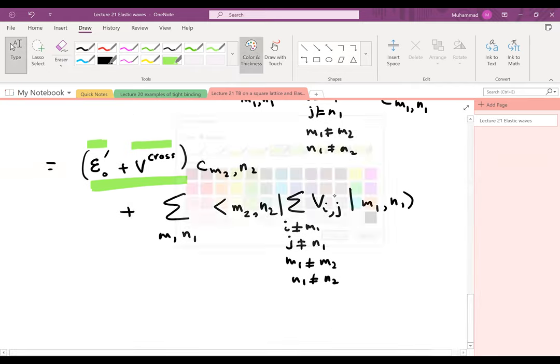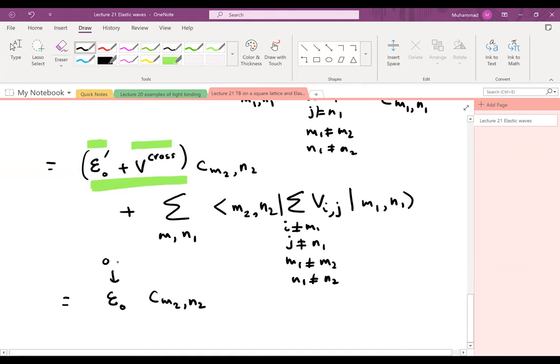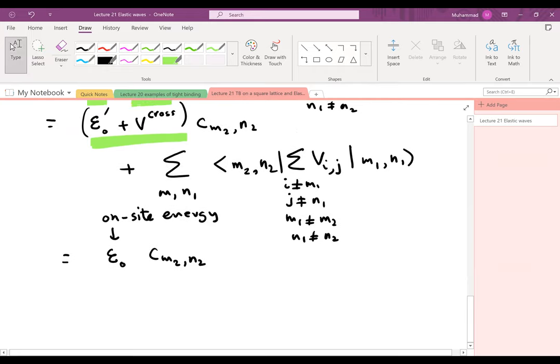So I would like to write both of these terms together in the form of E naught, C_M2,N2. This term, by the way, is sometimes called the on-site energy in the tight binding context. So I have an on-site energy contribution, and I have a contribution due to possibilities of hopping, right? So M1 is not the same as M2, N1 is not the same as N2, and this is my Hamiltonian, which comprises potential energy terms. So all of this overall represents some form of hopping. I don't know why I forget writing this.